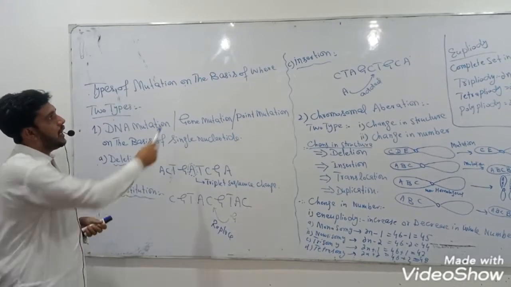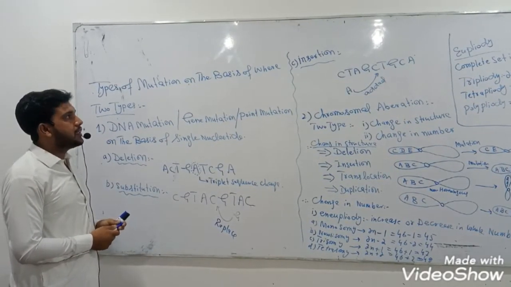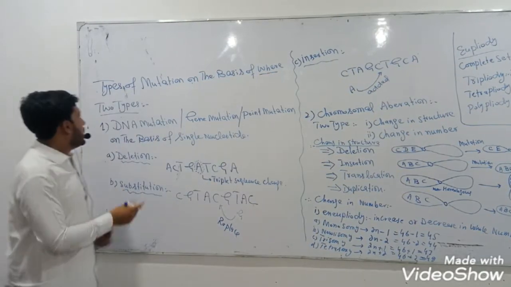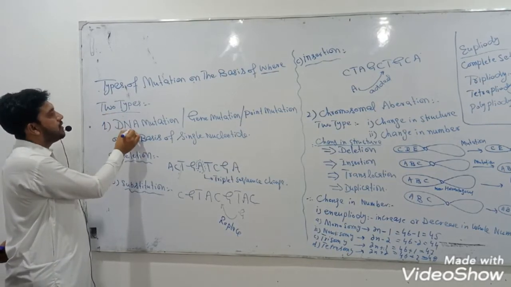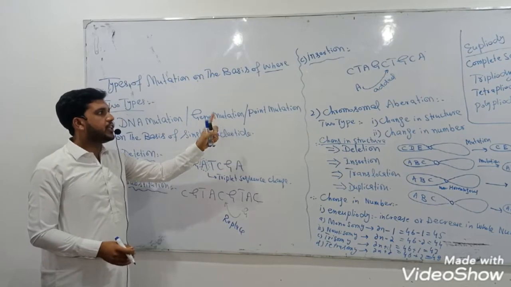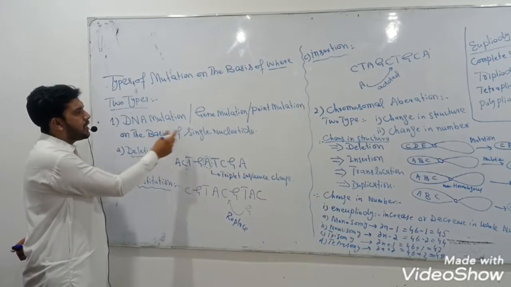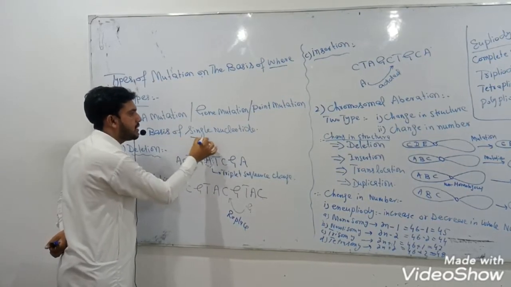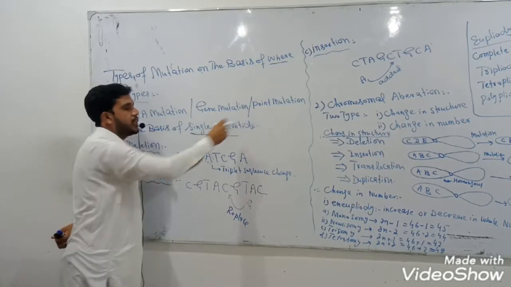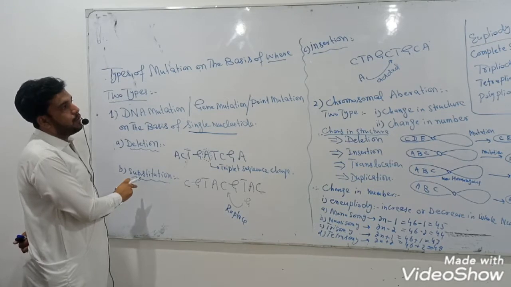Types of mutation on the basis of where the mutation occurs. They have two types. Number one is DNA mutation, which is also known as gene mutation and also known as point mutation. We consider this on the basis of a single nucleotide. That is why it is called point mutation, which occurs at a particular point. It has three further types.